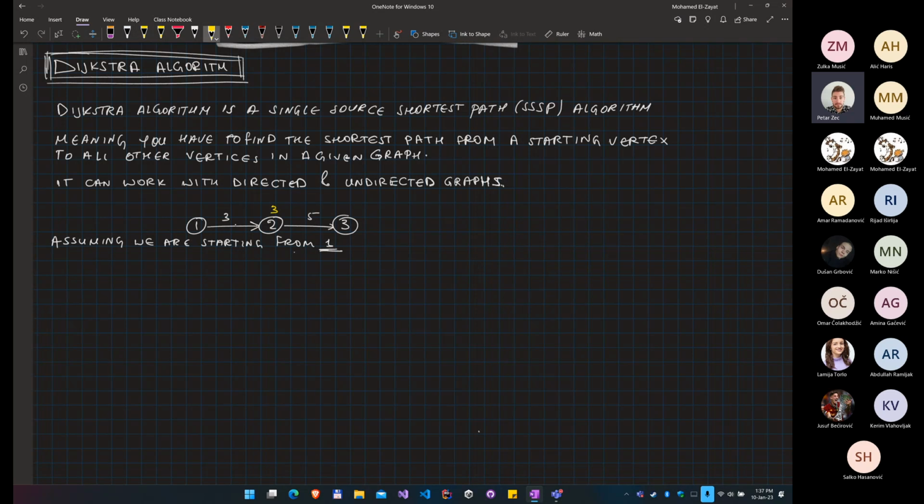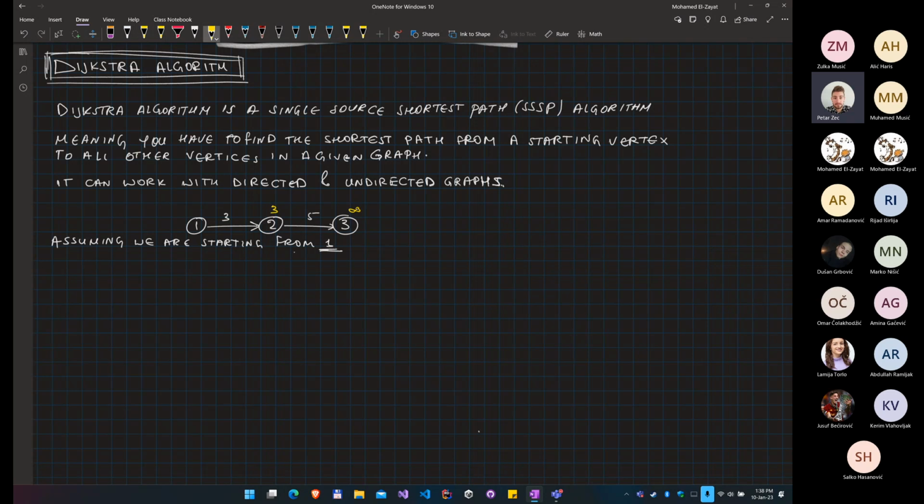And because there's no direct connection, this will be put into infinity, or the largest integer your machine can support. And this is just because you cannot reach 3 directly. You can reach it only through 2. You don't have a direct connection.